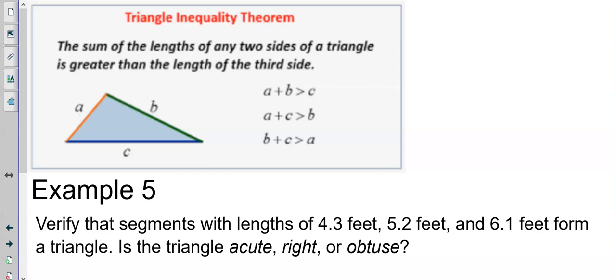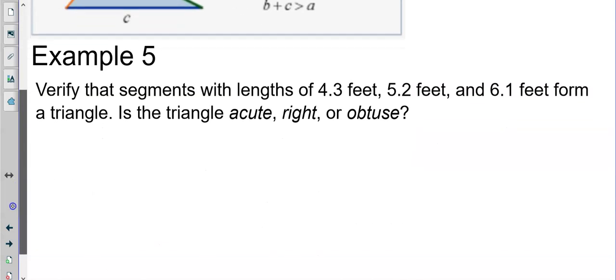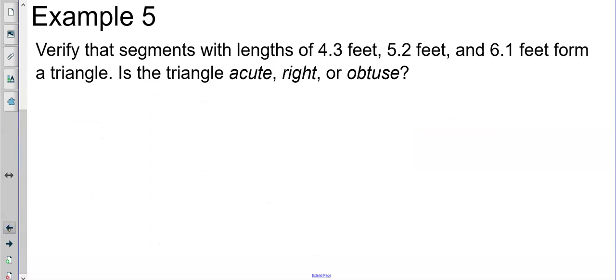Okay, the triangle inequality theorem. The sum of the lengths of any two sides of a triangle is greater than the length of the third side. So let's go ahead and do a practice problem here. Verify that segments with 4.3, 5.2, and 6.1 form a triangle. Is the triangle acute, right, or obtuse?